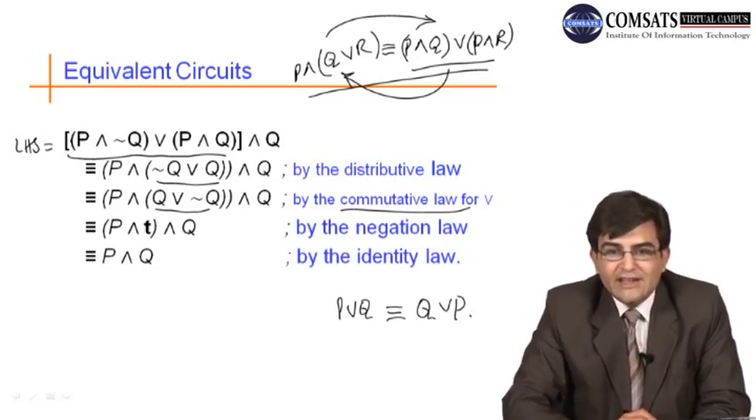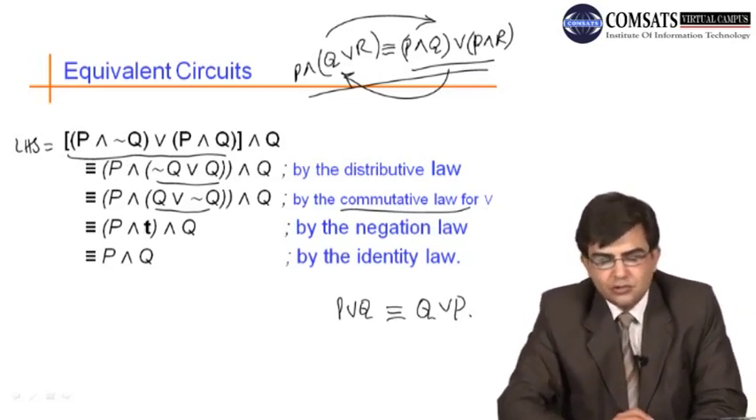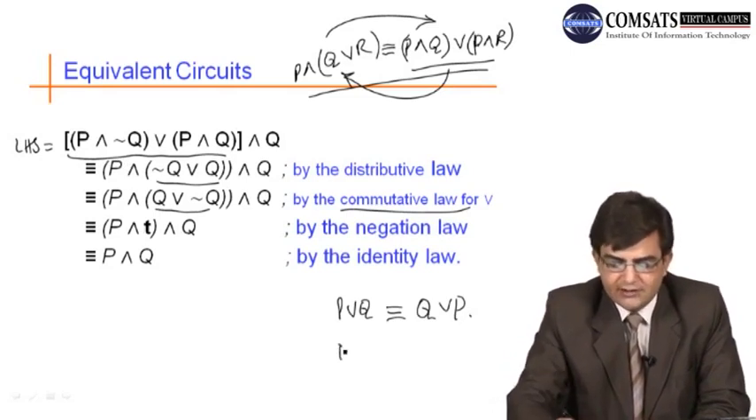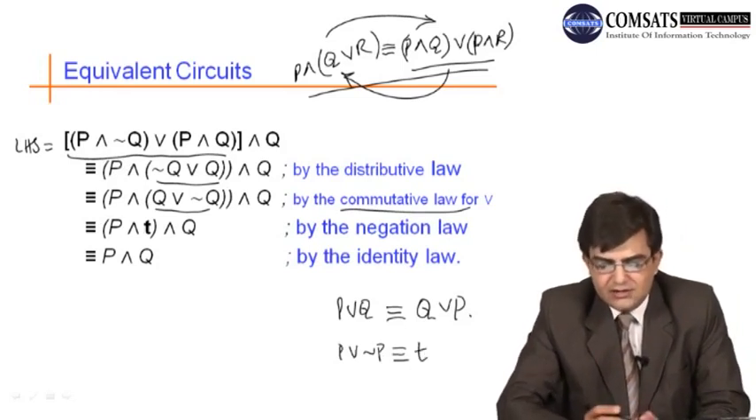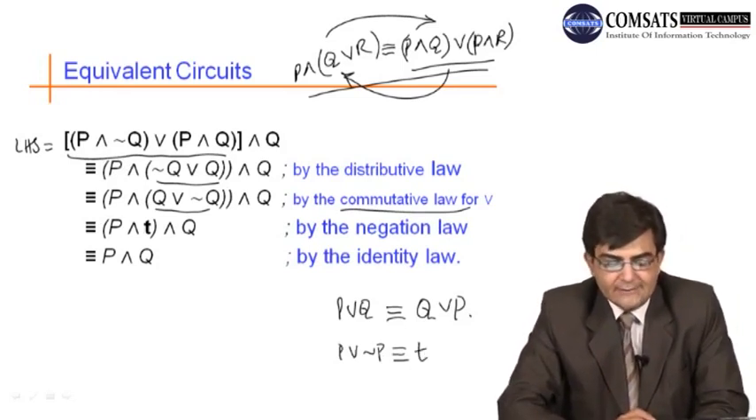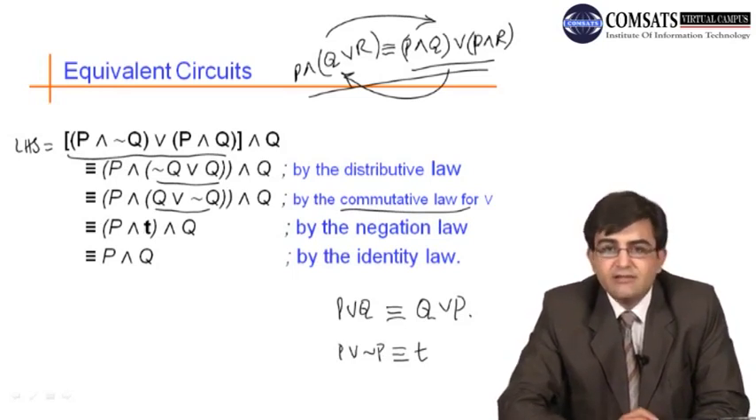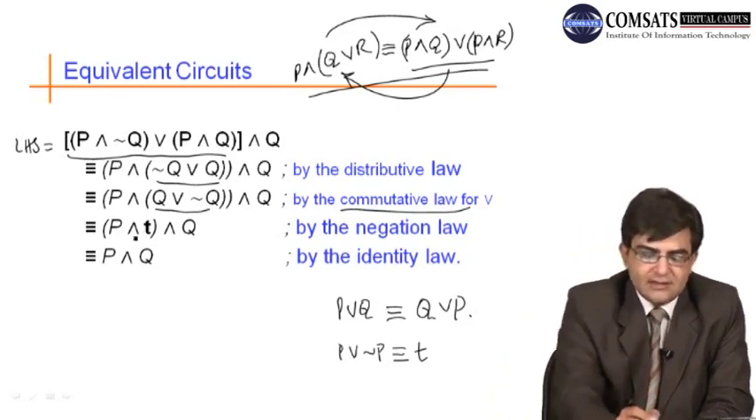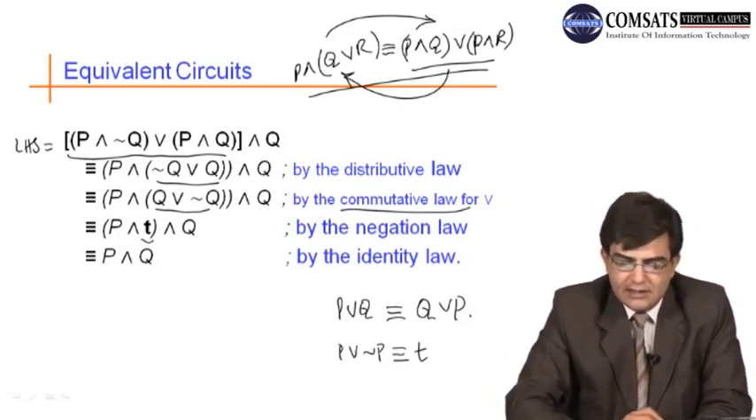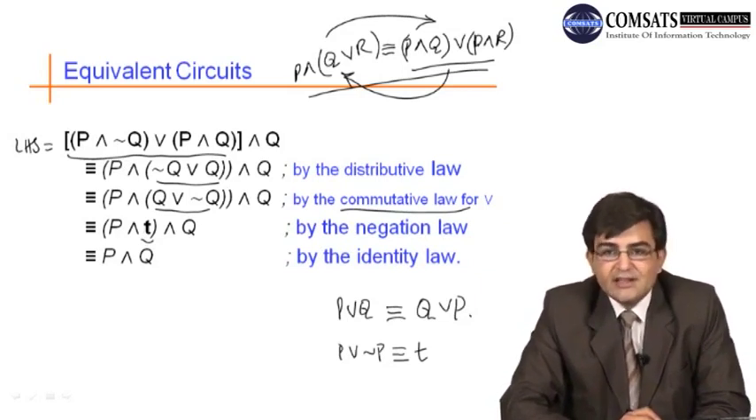And we know that by negation law, Q or not Q, as we have discussed, P or not P is equivalent to a tautology. Tautology is basically a proposition which is always true. We have discussed it in the previous lecture. So Q or not Q gives us a tautology, and this is basically the negation law.